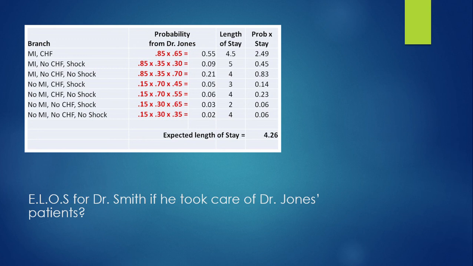The next question asks us to find the estimated length of stay for Dr. Smith if he took care of Dr. Jones's patients. Just like the last 2 slides, there's going to be lots of math involved with this one. So we're going to be using the numbers from the patterns to find the probability from Dr. Jones. And then we're going to multiply that by the length of stay. And then that number we get, we're going to be doing that with each of the patients. And then the final number, we're going to add them all up, and then from that we get the expected length of stay for Dr. Jones, or for Dr. Smith if he took care of Dr. Jones's patients.